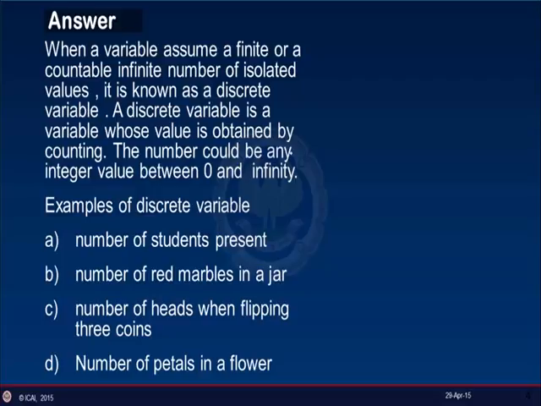Now, the variables can be of two types. One is a qualitative variable, another is a quantitative variable. Now, an example of a qualitative variable would be gender, which can be either a man or a woman. Or we can say the marital status of a person. He can be married, single, or divorcee, like this. So this is a qualitative variable.